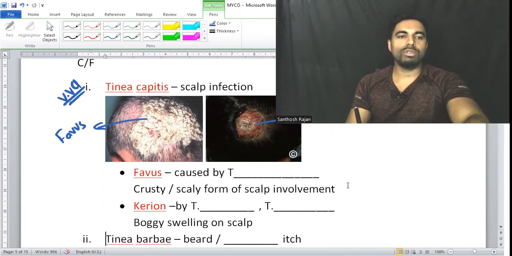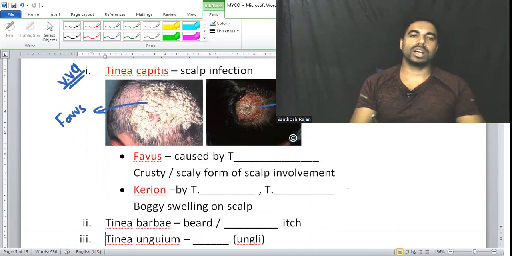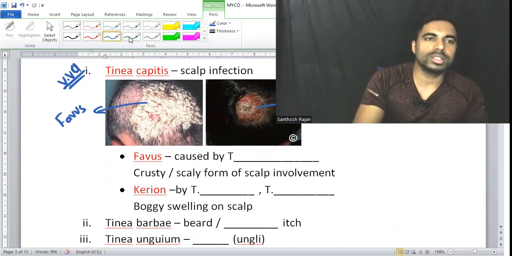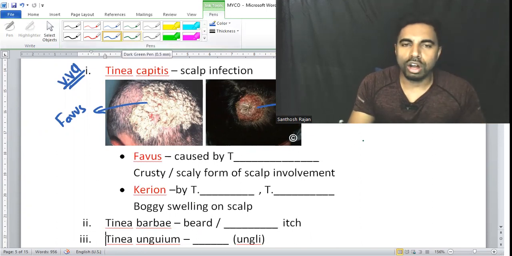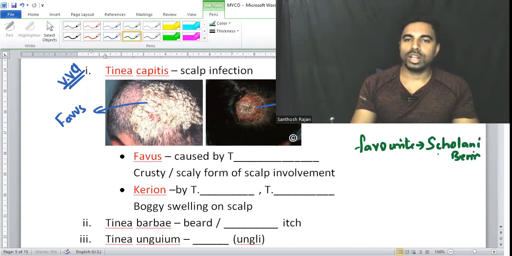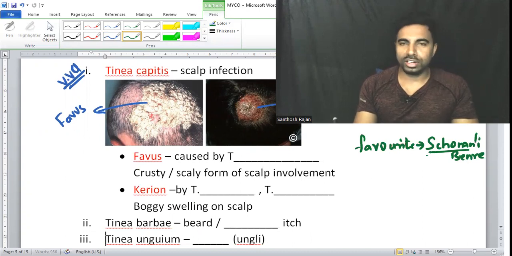So tinea capitis, favus is caused by... you'll always confuse. How to remember, sir? How to remember this favus? Favus is F-A-V, favorite. Who is our favorite actress? Sonali Bendre. Sonali Bendre is a favorite girl. Okay, she's a favorite girl for everyone.